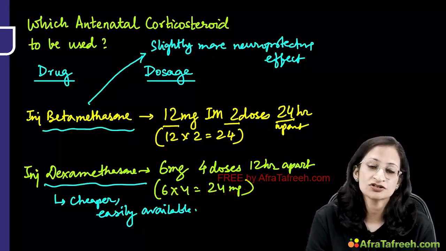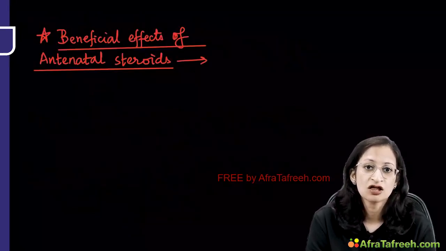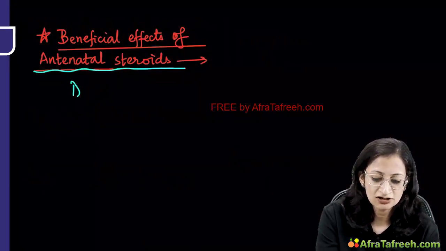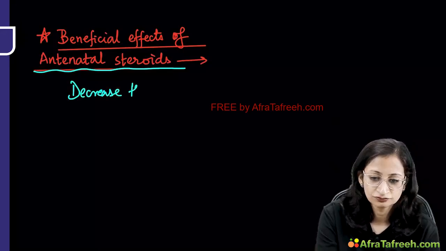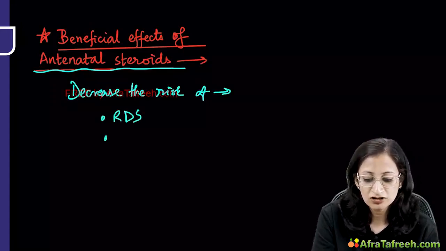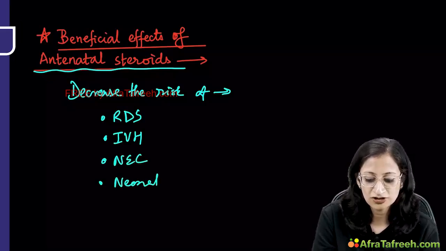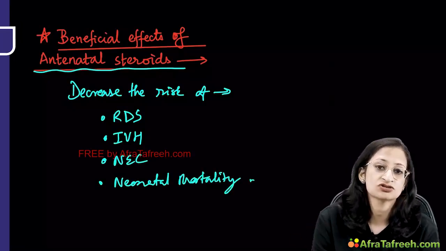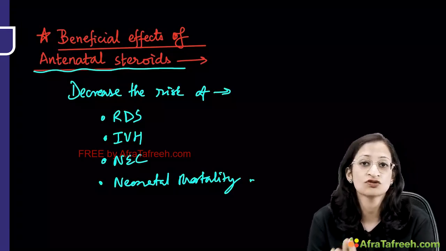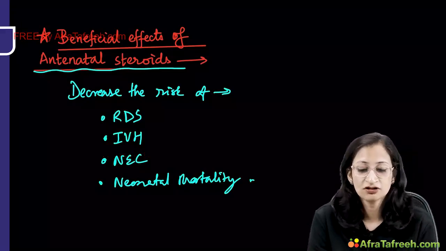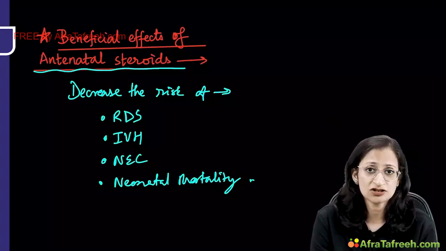But giving antenatal steroids is really important. Now, why is it important? What are the beneficial effects of antenatal steroids? It has been seen that these antenatal steroids decrease the risk of respiratory distress syndrome, intraventricular hemorrhage, necrotizing enterocolitis, and overall neonatal mortality in preterm babies. And remember, it does not decrease the risk of neonatal jaundice. So if you get a question that antenatal steroids decrease the risk of all of the following except, the answer is neonatal jaundice, and it has come previously in your NEET pattern questions. Okay. So these are the beneficial effects of antenatal steroids.